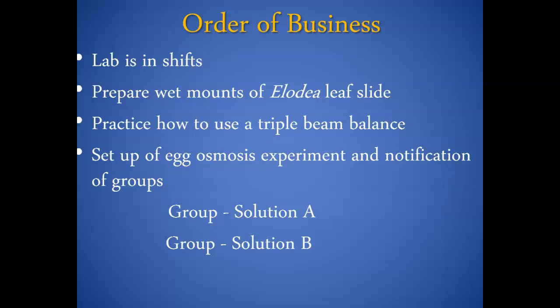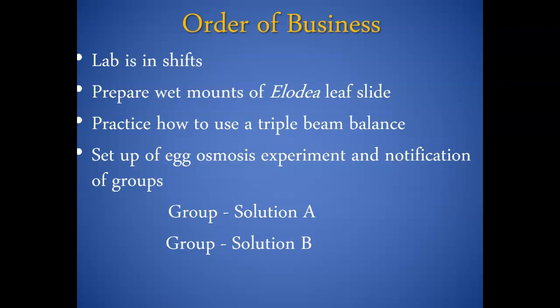What is going to be the order of activities during our lab? During our lab this week, the lab is going to be carried out in shifts. Your instructor will email you and let you know which shift is supposed to come at which time. During lab, we will start by making a wet mount of an Elodea leaf slide. So previously we had fixed slides. That's what we used for our cell structure lab. This time we're going to actually make this slide. So we're going to make an Elodea leaf slide. We'll get out our microscopes and observe osmosis in this plant slide.